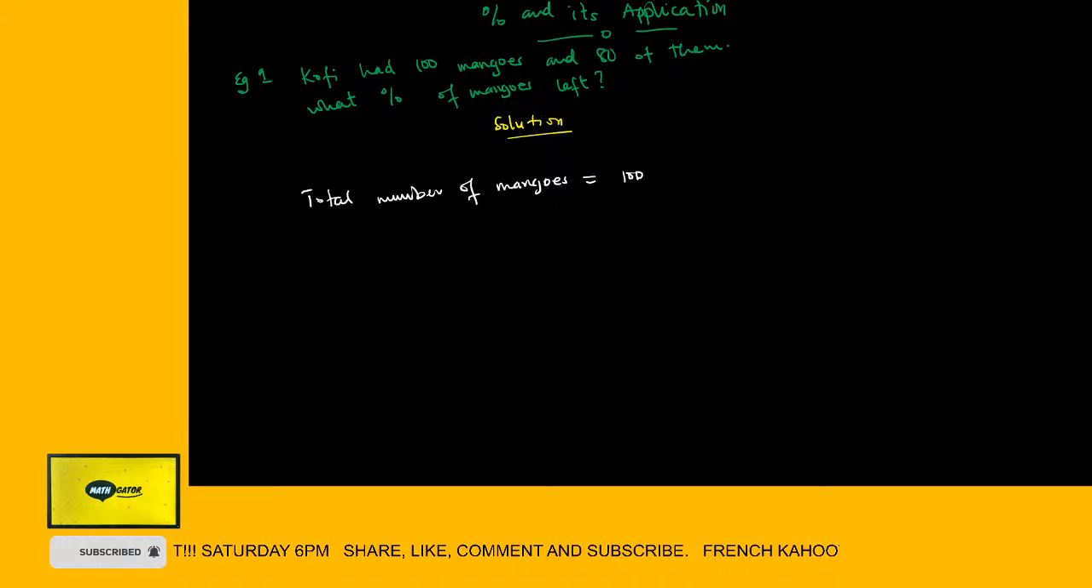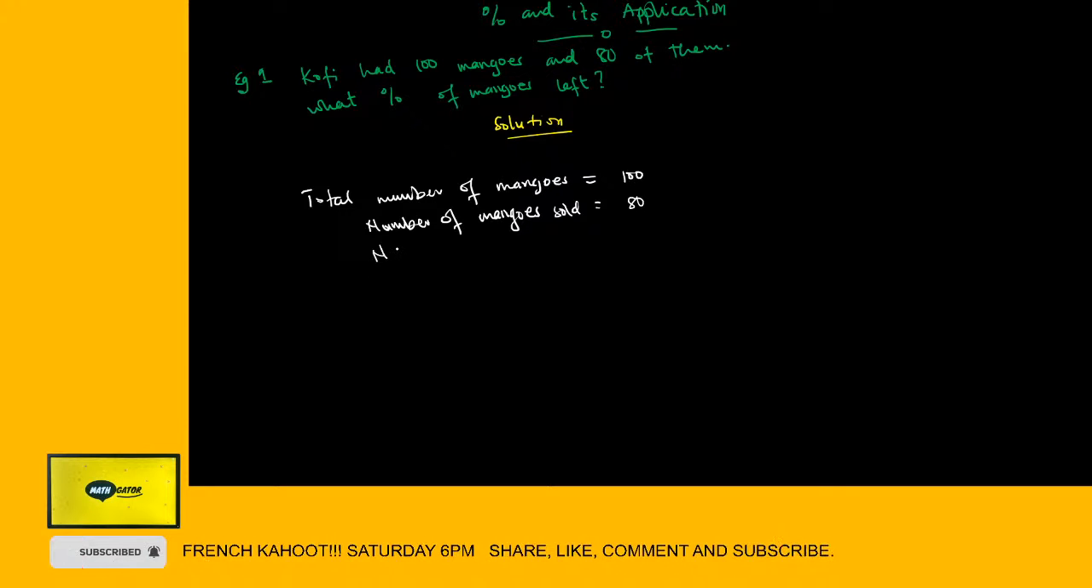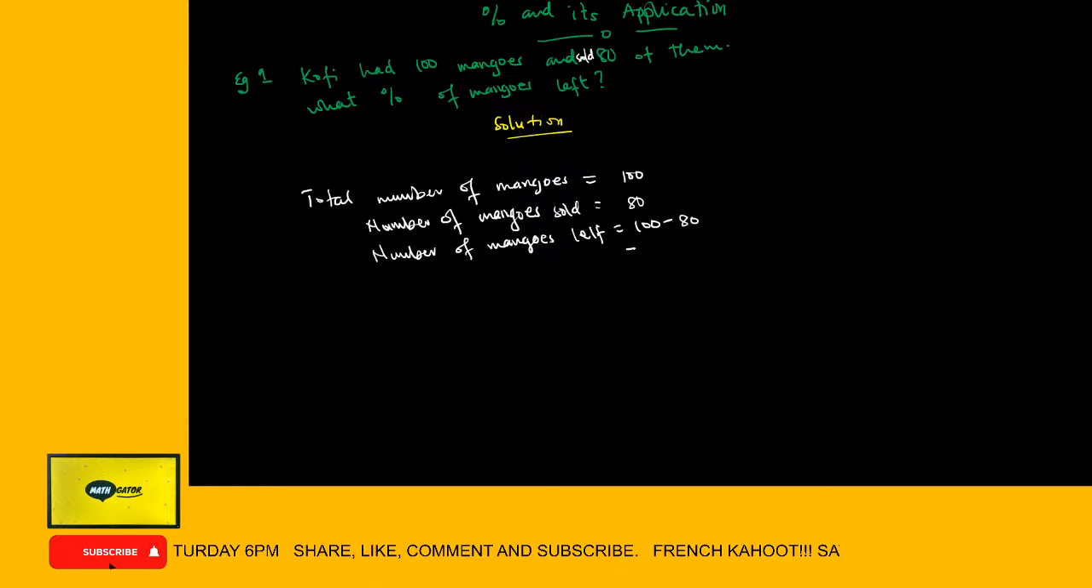So we have 100, and then number of mangoes sold is 80. Okay, now number of mangoes left, we will have to find it because that's the percentage they are saying. We should find the percentage of mangoes left. Sold 80 of them. So number of mangoes left. It means that we'll basically have to do a simple subtraction: 100 minus 80, and that should give us 20.